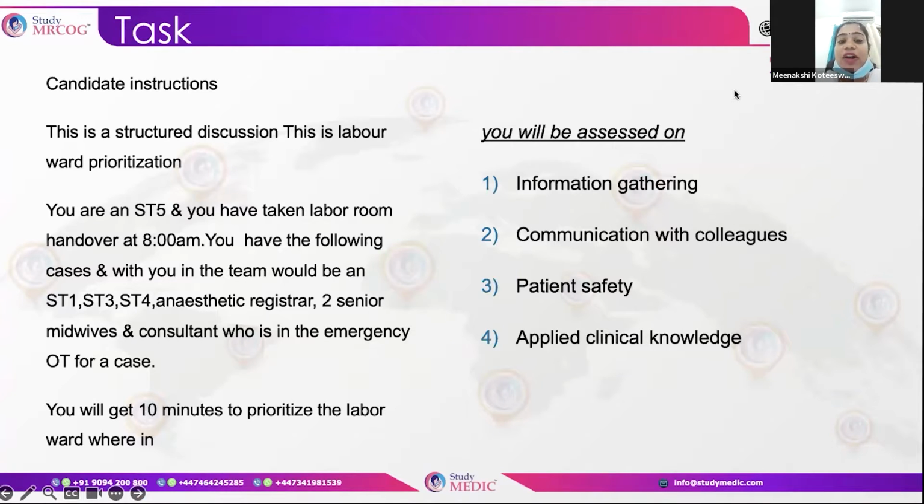So today we'll take up one task, and I also have Dr. Soumya ma'am with me here who's going to help me today. Hello, ma'am.